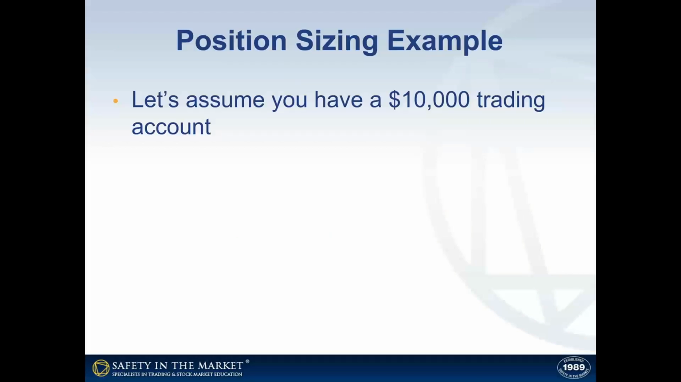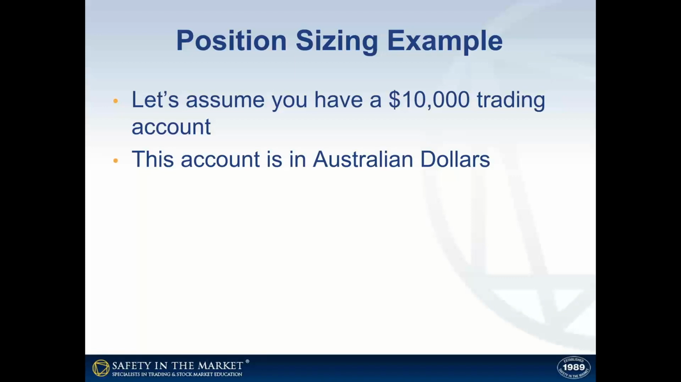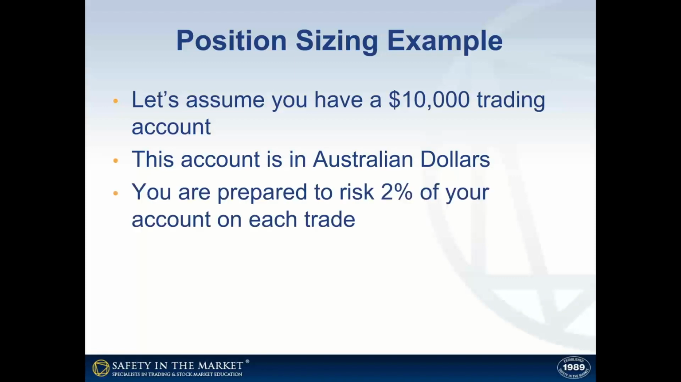Let's assume you've got a $10,000 trading account. You might have a lot more, you might have a lot less, but let's work with 10,000. And for the purposes of this exercise, we'll say that your account is in Australian dollars. You're prepared to risk 2% of your account on each trade. You might be prepared to risk more or less, but we're going to go with 2%. Now, 2% of 10,000 Australian dollars is 200 Australian dollars.